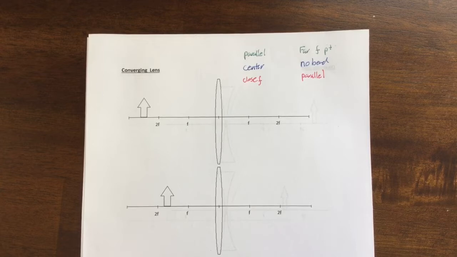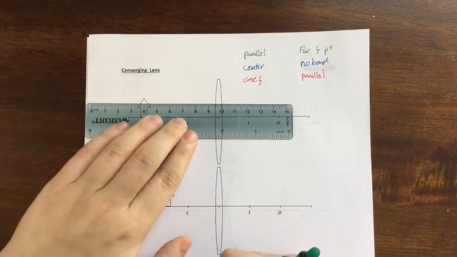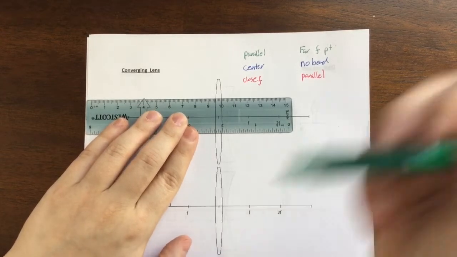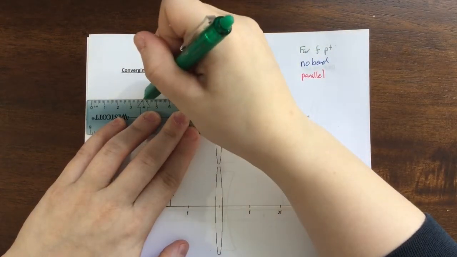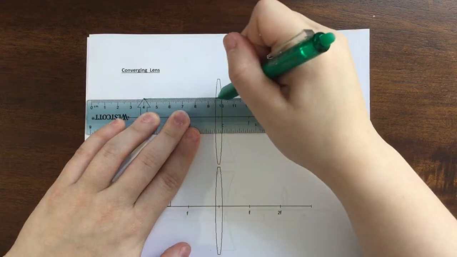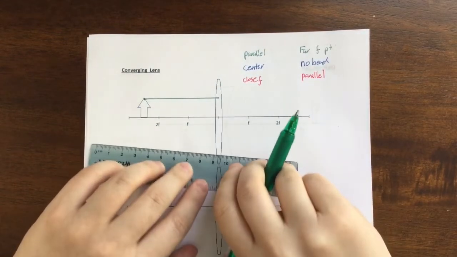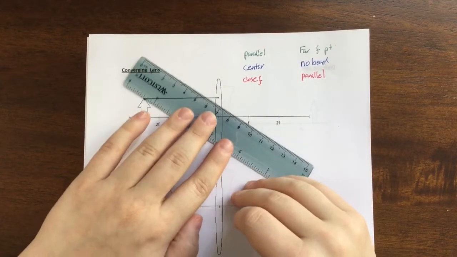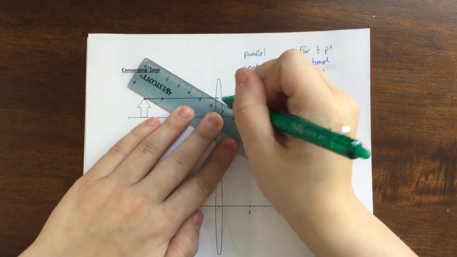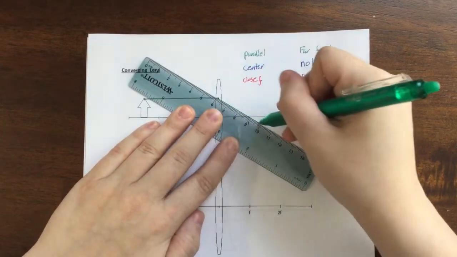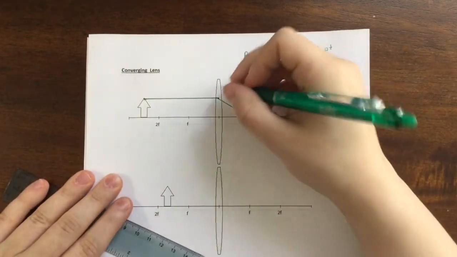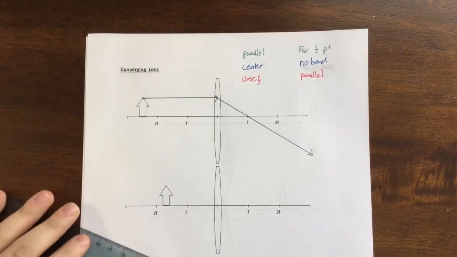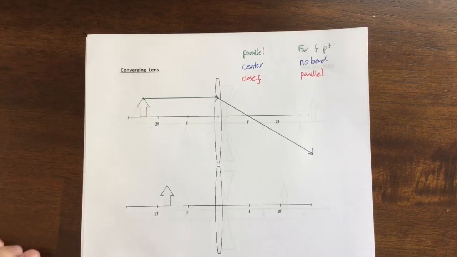Let's start with our first one. We start at the top of the arrow and we line it up. Draw the ray to the center of the lens. So this is the one that starts parallel, and then it's going to go through the far focal point. You want to draw it out further than just that point. That's our first one.